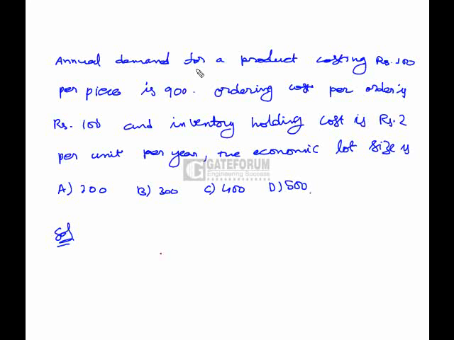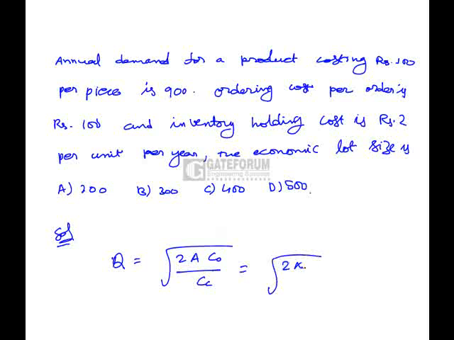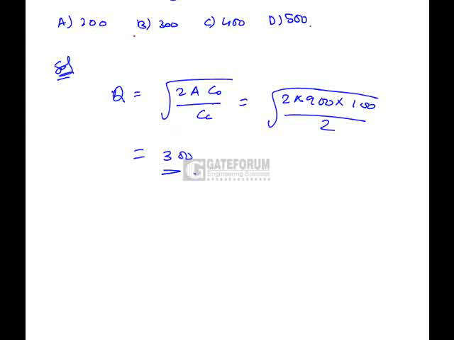The annual demand for a product costing 100 rupees per piece is 900. Ordering cost per order is 100 rupees and inventory holding cost is 2 rupees per unit per year. So the economic lot size is nothing but EOQ, economic order quantity. That is given by square root of 2 A CO by CC, where A is the annual demand, CO is the ordering cost and CC is the carrying cost. So here annual demand is 900, ordering cost is 100 and carrying cost is 2 rupees per unit per year, which gives a value of 300. So in the option the right option is B. B is the right answer.